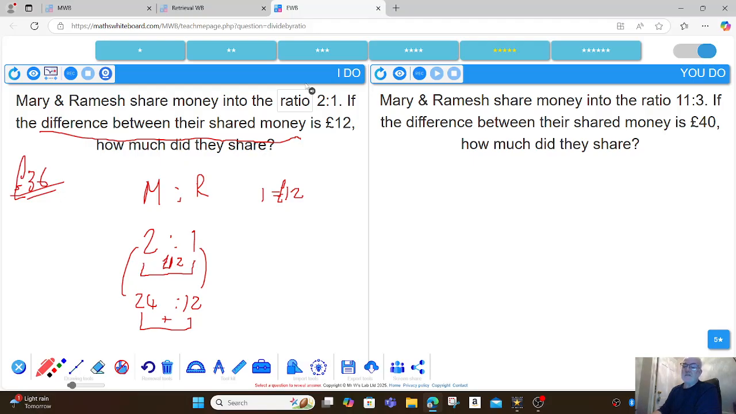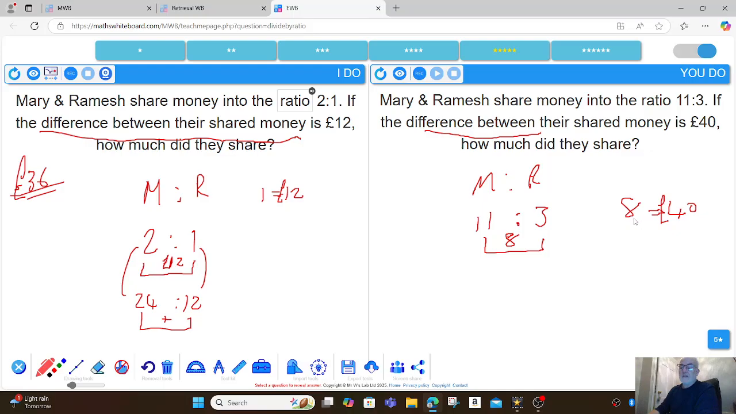Okay, pause the video, see how you get on with the one on the right. Okay, let's see how you did. So Mary and Ramesh. Mary had 11 parts, Ramesh had 3 parts. Difference between their shared money, so we're going to find the difference between that. Well, 11 take away 3 gives me 8 parts. And 8 parts equals £40.